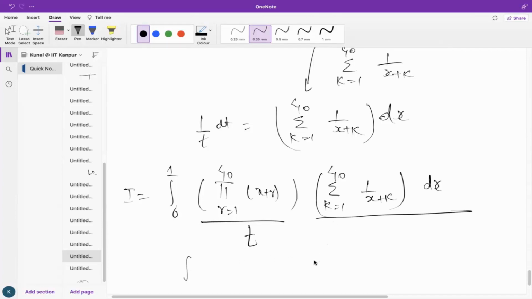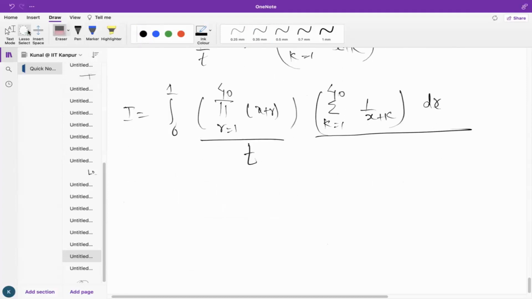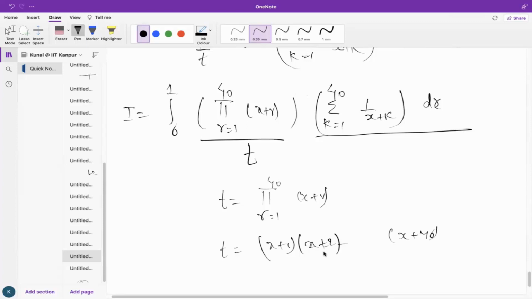But one more thing you have to notice: you have to use limit variation here. So first try to get the limit variation. How do the limits vary? We are substituting t is equal to product of r is equal to 1 to 40, x plus r, or we can write t is equal to x plus 1 dot dot dot x plus 40, all written in product.